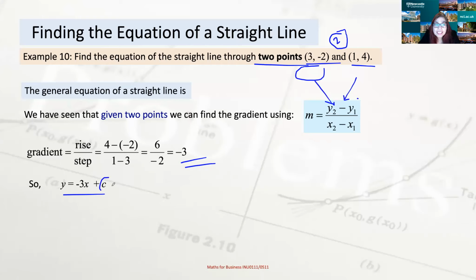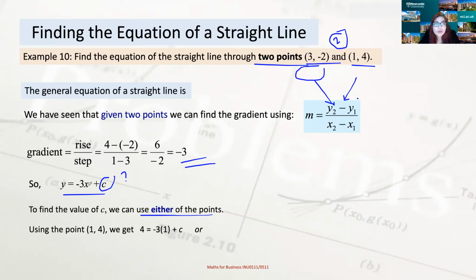Now you need to find the intercept. So take any one of these points and put it here. You can use either of the points, okay? I have taken for convenience 1, 4. I substituted here x as 1 and y as 4. Then I simplify it to get c, which is 7.